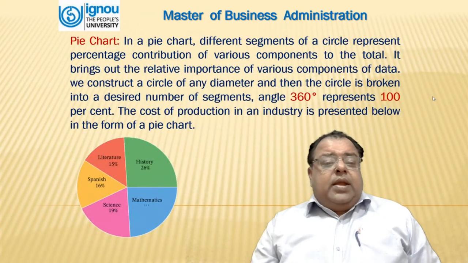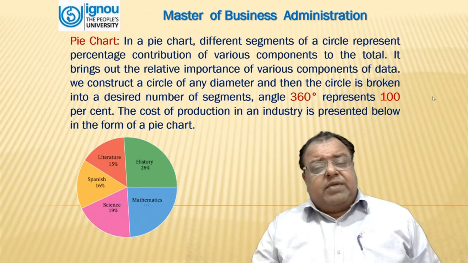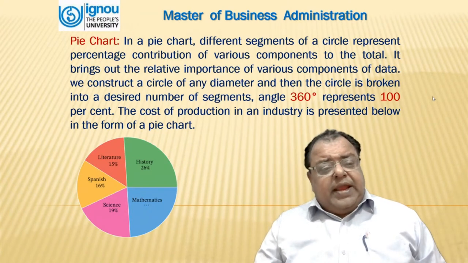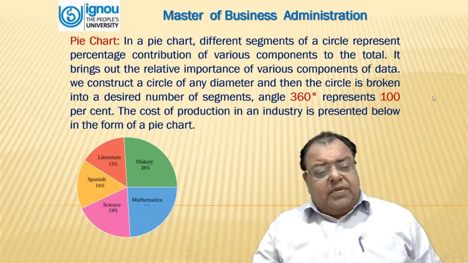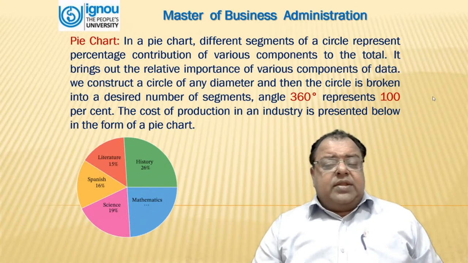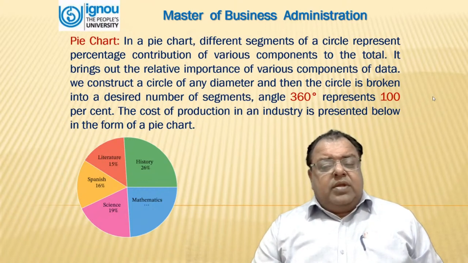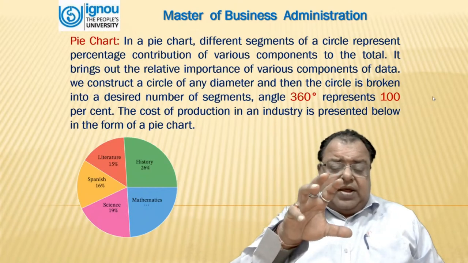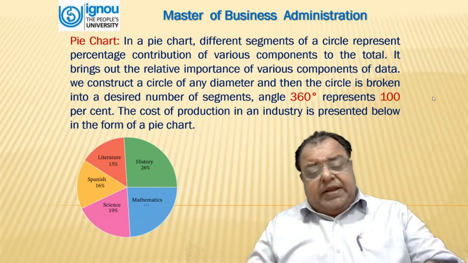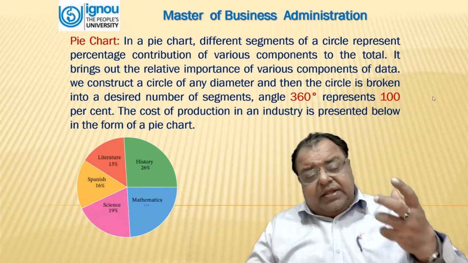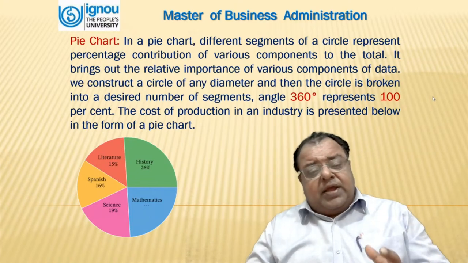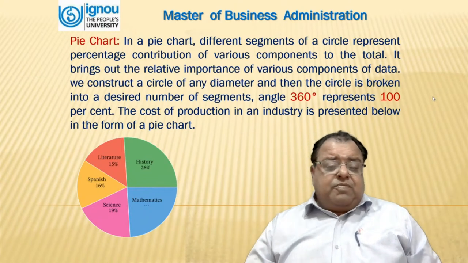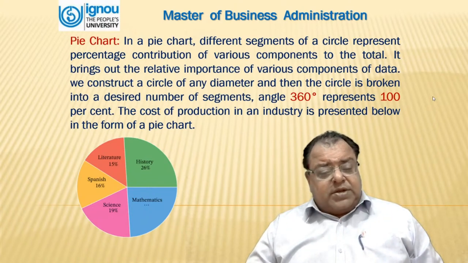Pie chart. It is a diagram where the different segments of a circle represent the percentage contribution of various components to the total. It brings out the relative importance of various components of the data. If we construct a circle of any diameter, then the circle is broken into a desired number of segments. The angle 360 will divide everything, and will show 100%. That means this complete circle is 360 degrees, and the values related to it are 100%. The cost of production in an industry is represented below in the form of a pie chart.